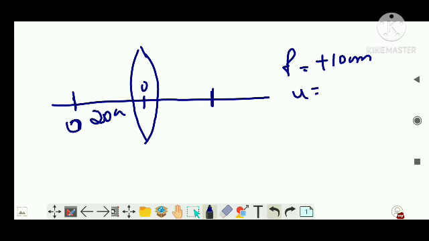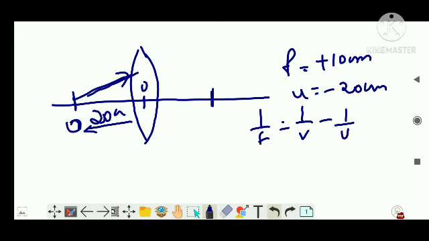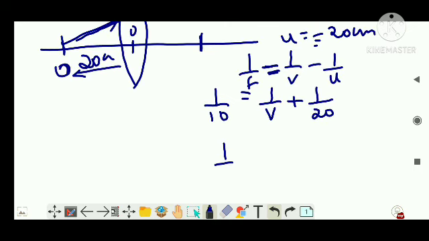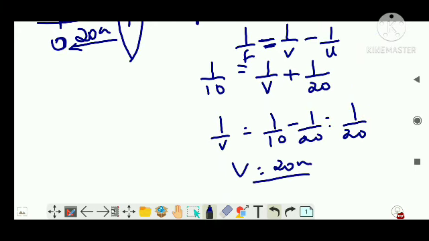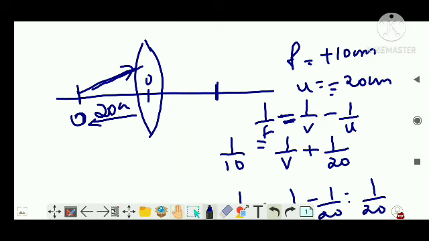Now let's say the incident ray is coming from here, so measurement is taken in the opposite direction, so u will be minus 20 centimeter. So 1 by f is equal to 1 by v minus 1 by u. This is for a thin lens, keep that in mind. So 1 by 10 is equal to 1 by v plus 1 by 20. So 1 by v is equal to 1 by 10 minus 1 by 20, which gives 1 by 20, or v is equal to 20 centimeter. So where will you see the image? You will see the image here.